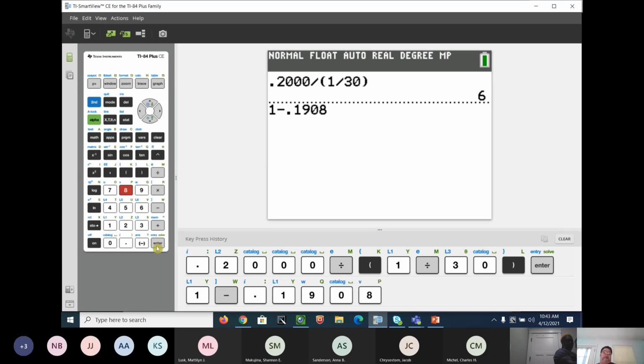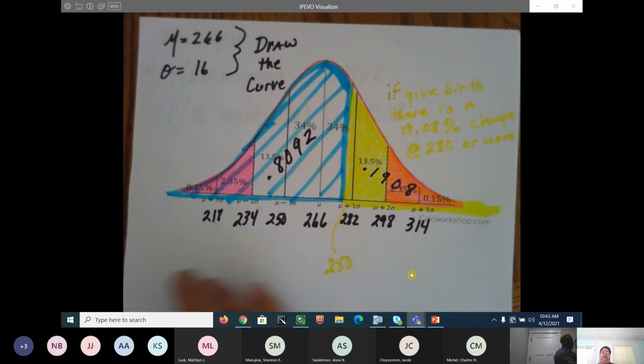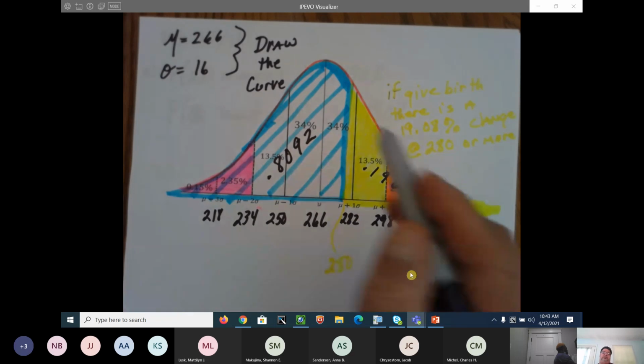0.1908. And the blue area is 0.8092. Now, I want somebody to tell me, what is the percentage or the probability that the baby will be born less than 280 days? You got an 81% chance, or a 0.81 probability, or 0.8092 probability, or the area, the blue area is 0.8092. And that's how you do that one.